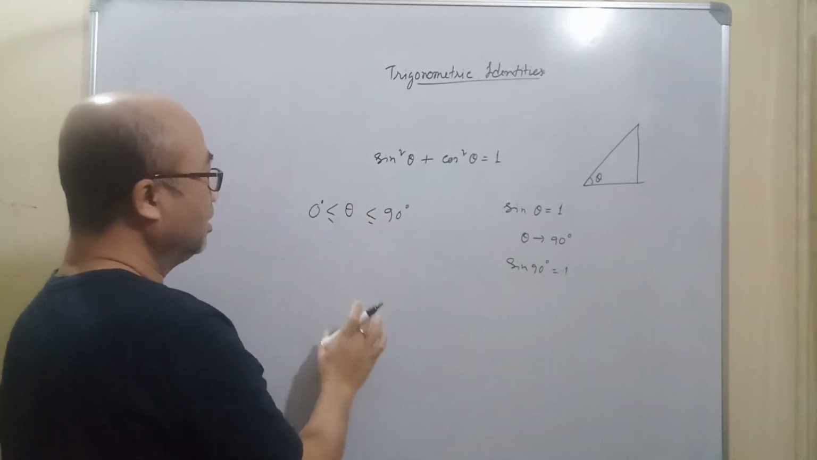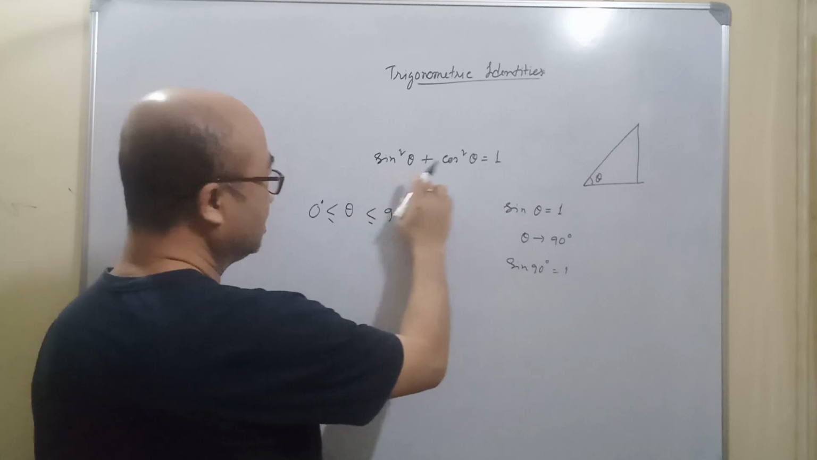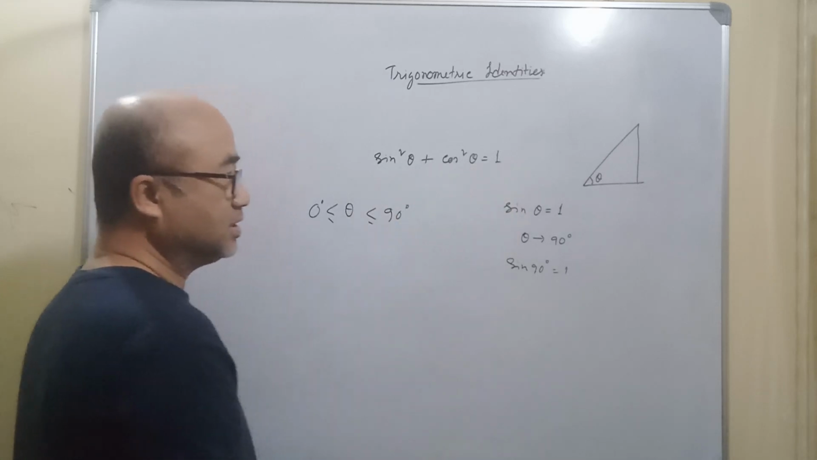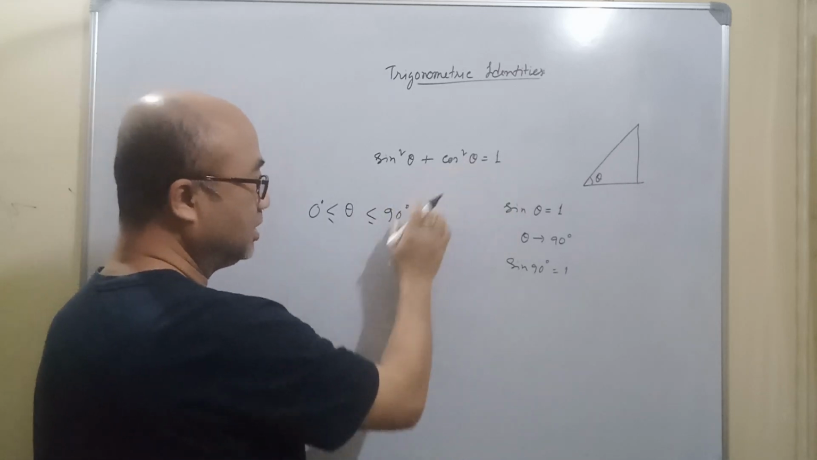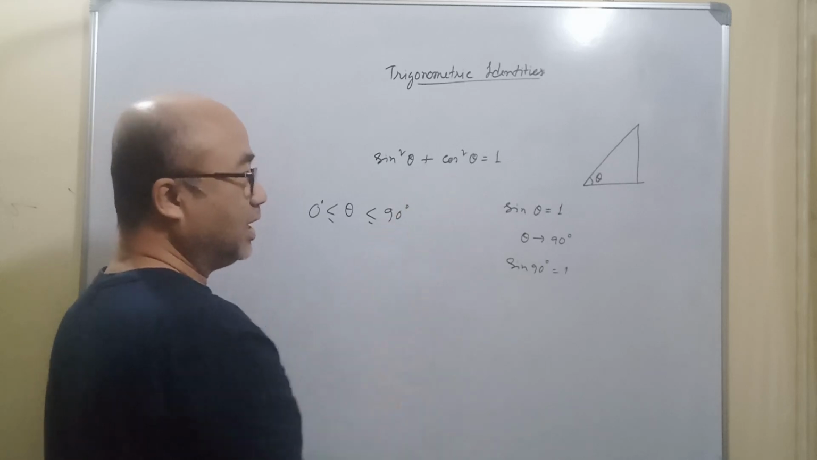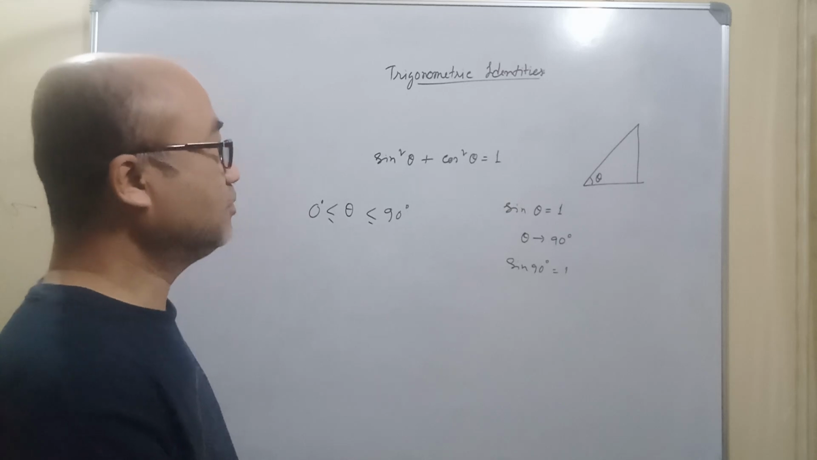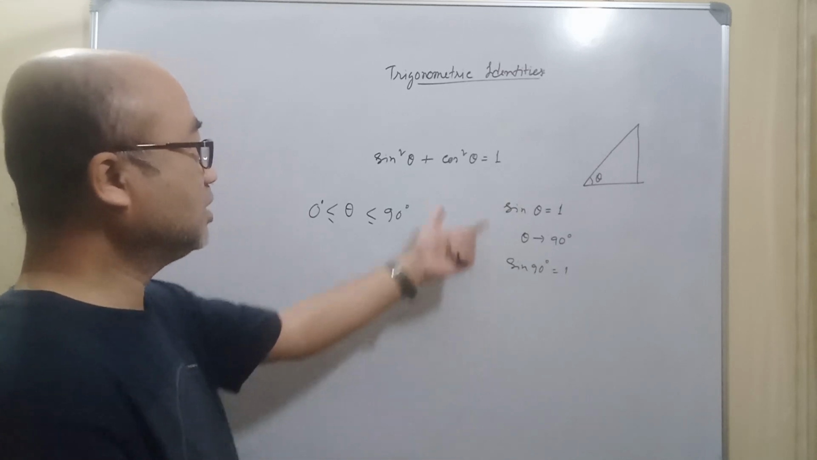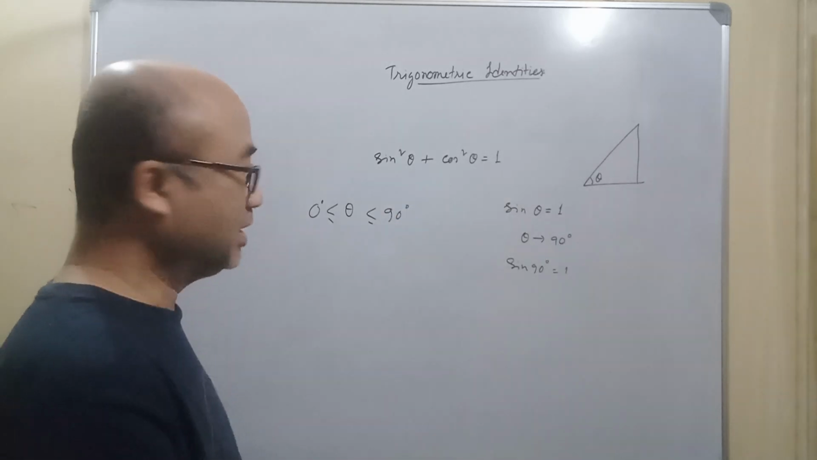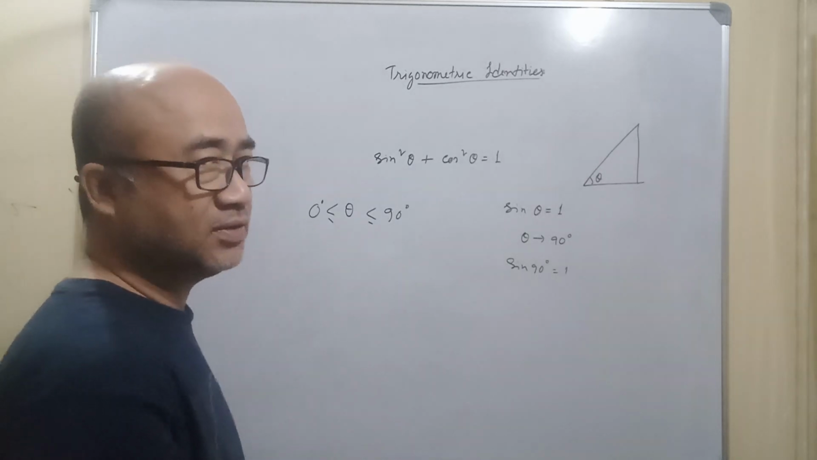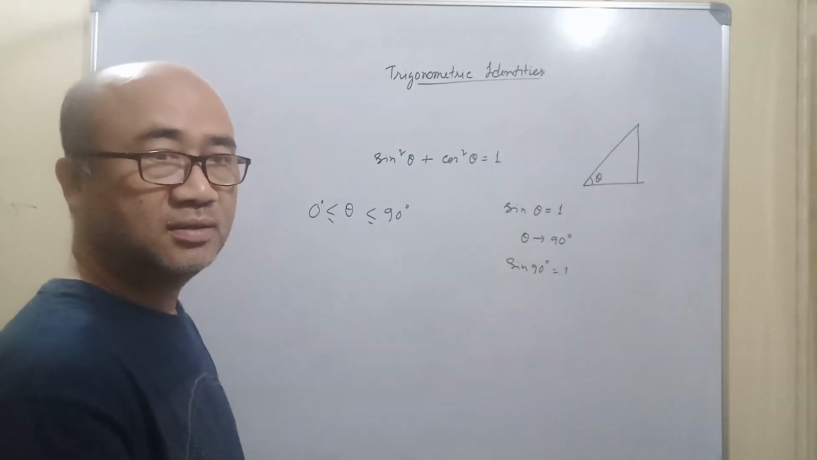Okay. So this is a special type of equation and this is called an identity. So an identity is a special equation which is true for all values of theta. So theta is defined like this, an acute angle. Theta is an acute angle.